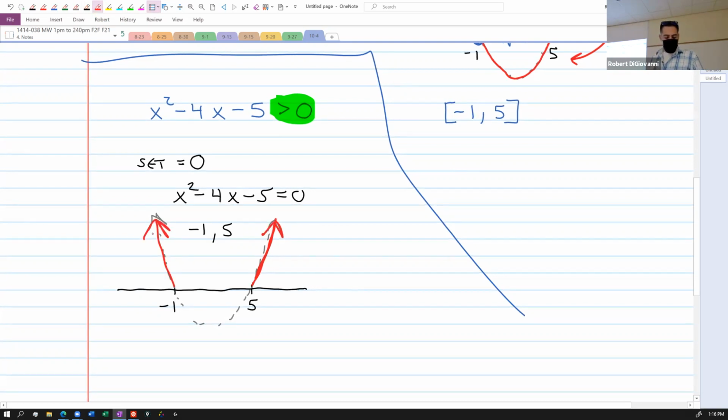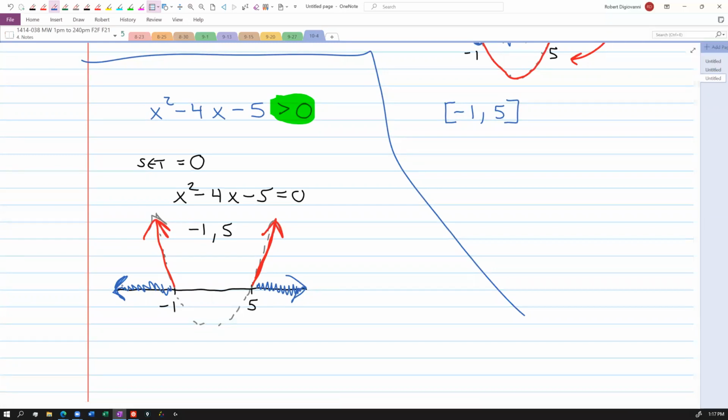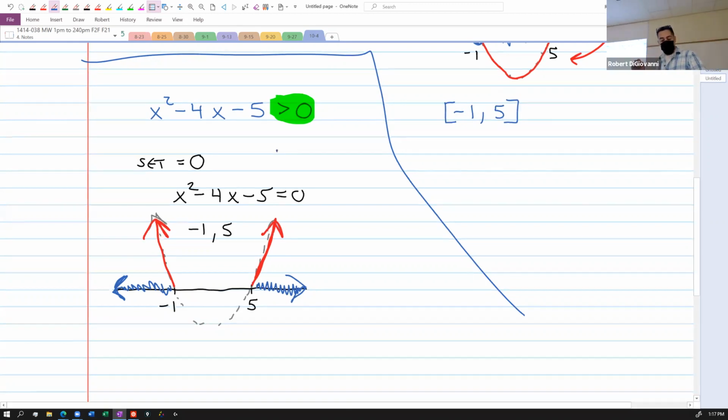and here, right? Which corresponds to x values that are to the right of 5 and to the left of -1. Now, in terms of -1 and 5, do I want to include them this time? No, right? Because if I plug in -1 or 5, I'm going to get 0. And this inequality says strictly greater than 0. So I want to leave these as open.